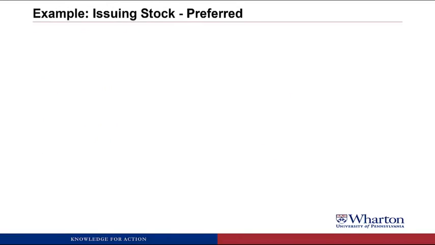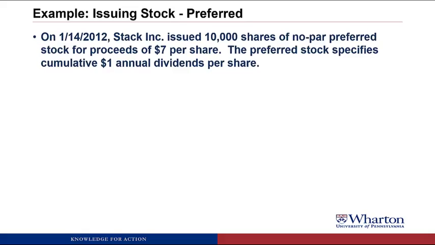So let's start the example. So first of all, we've got on January 14th, 2012, Stack Incorporated issues 10,000 shares of no par preferred stock for proceeds of $7 per share. The preferred stock specifies cumulative $1 annual dividends per share. So let's try to do the journal entry to record issuing the stock, and I'll go ahead and throw up the pause sign so you can try to do this one.